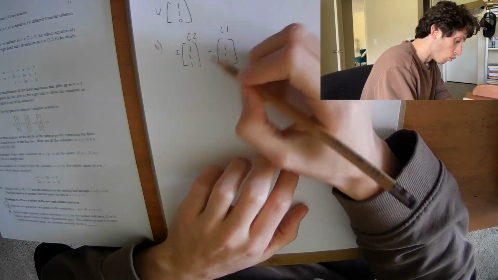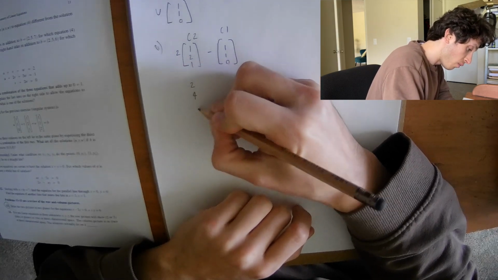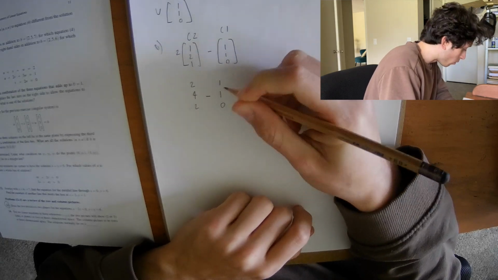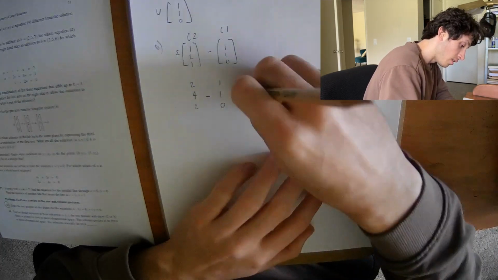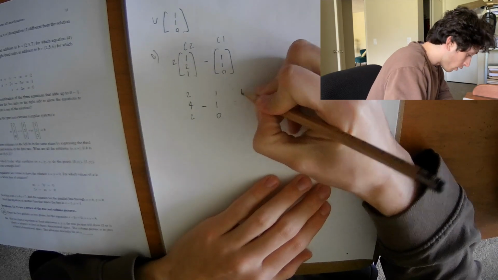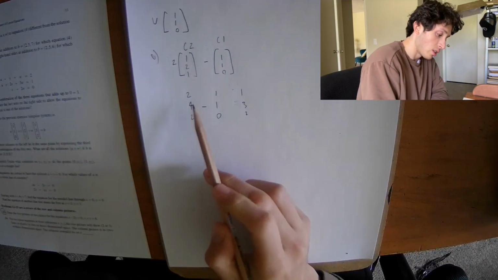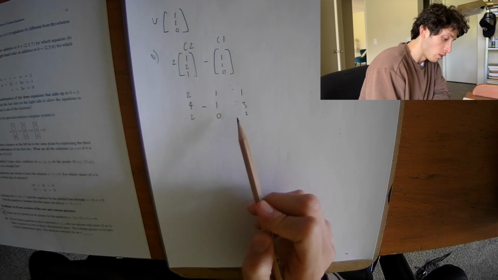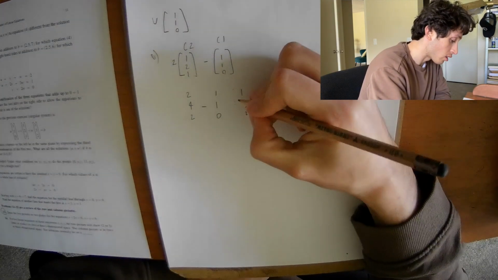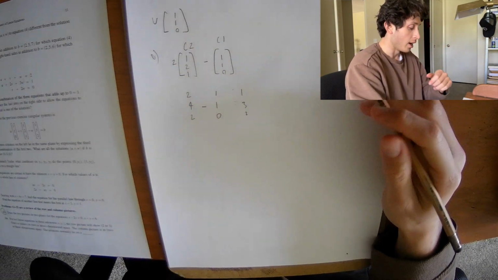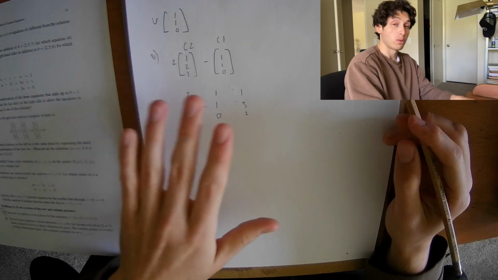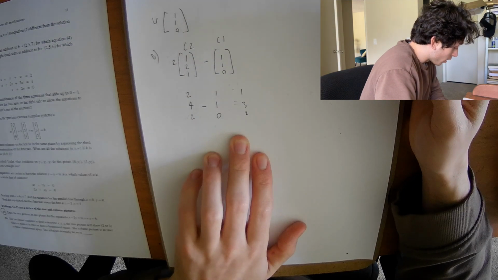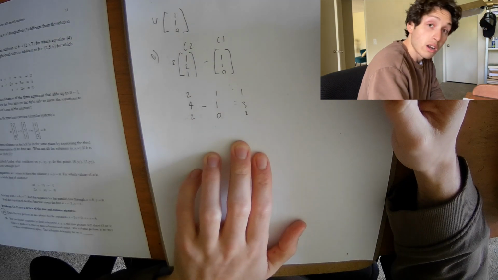If we do the math, then we're gonna get 2, 4, 2 minus 1, 1, 0, which equals column number 3, which is 1, 3, 2. As you can see, 2 minus 1 is 1, 4 minus 1 is 3, 2 minus 0 is 2. So that's column letter W, and that basically gives us column vector number 3.